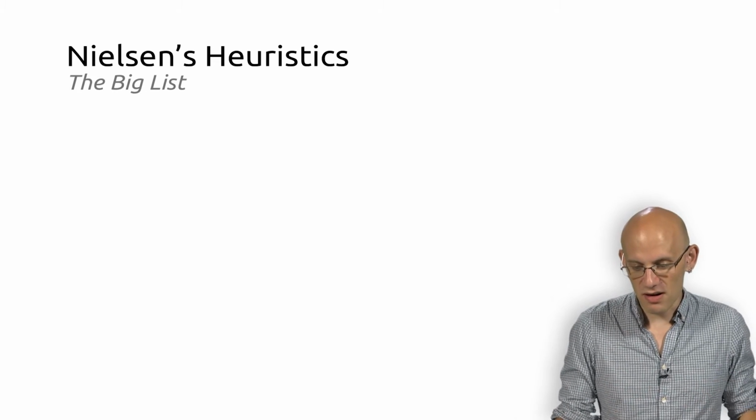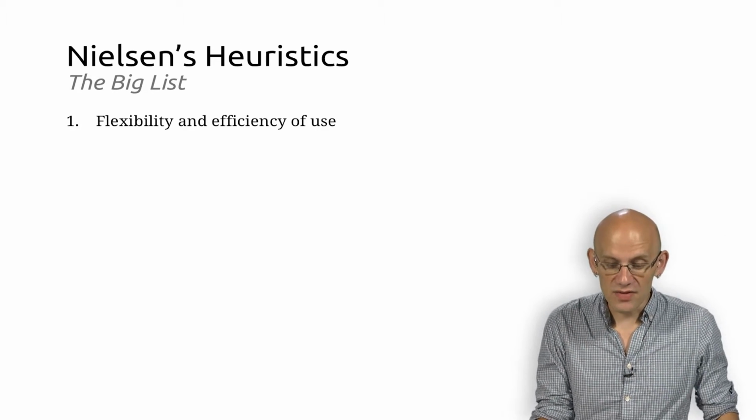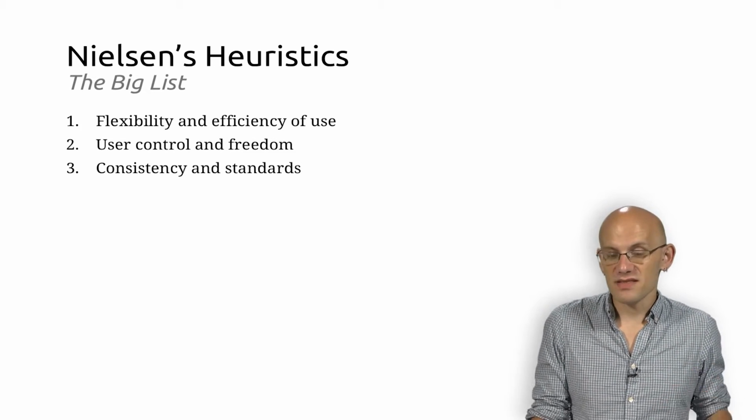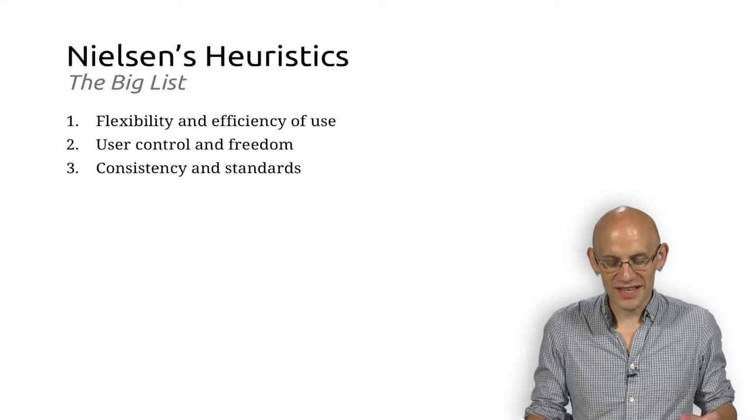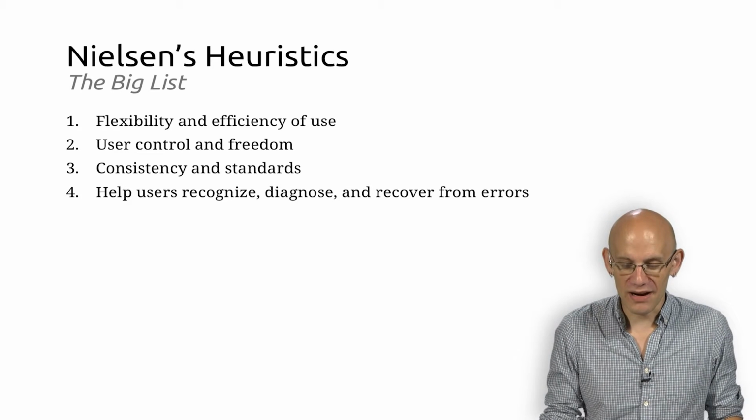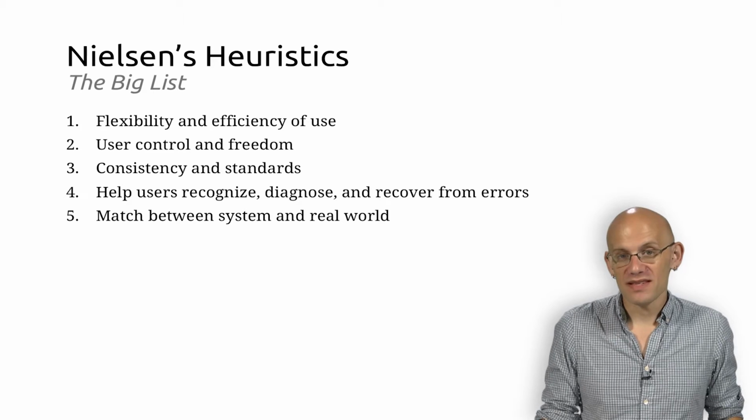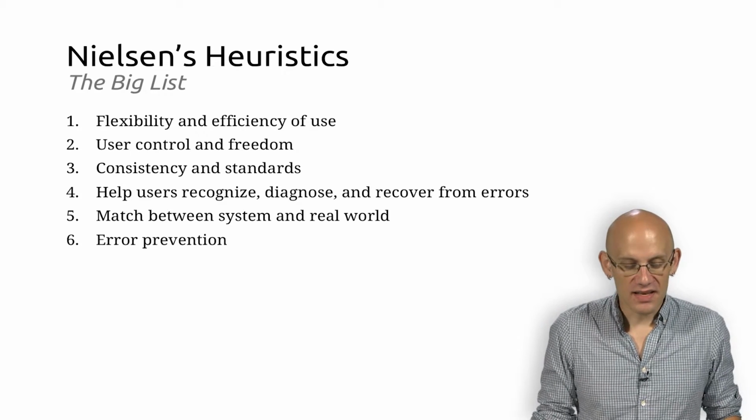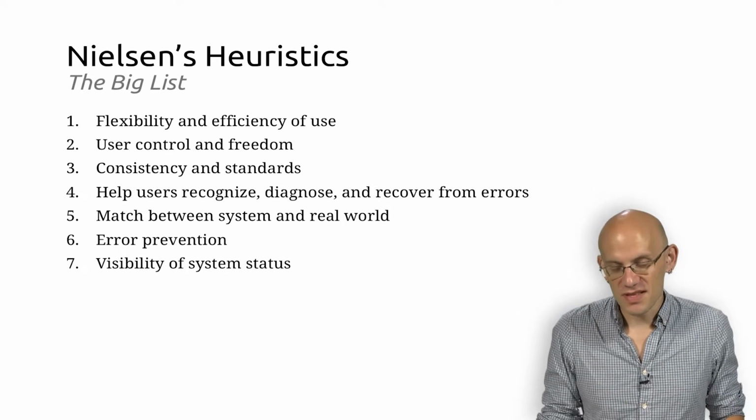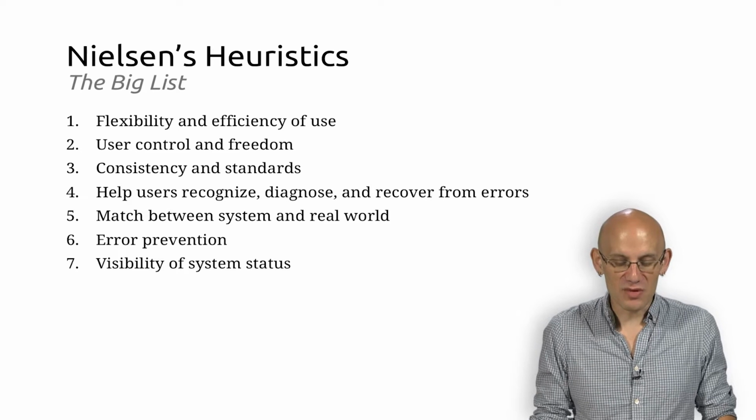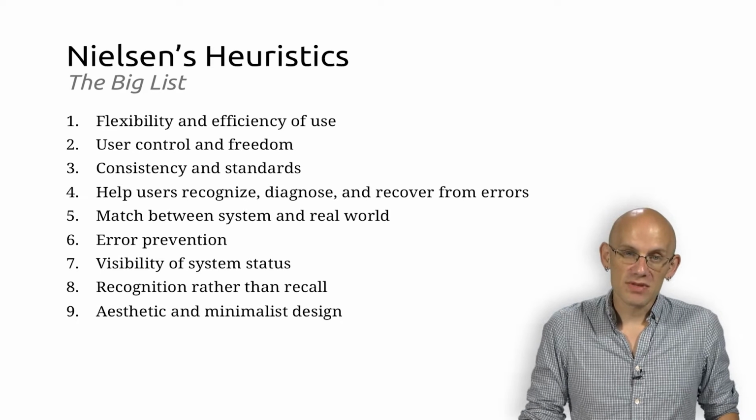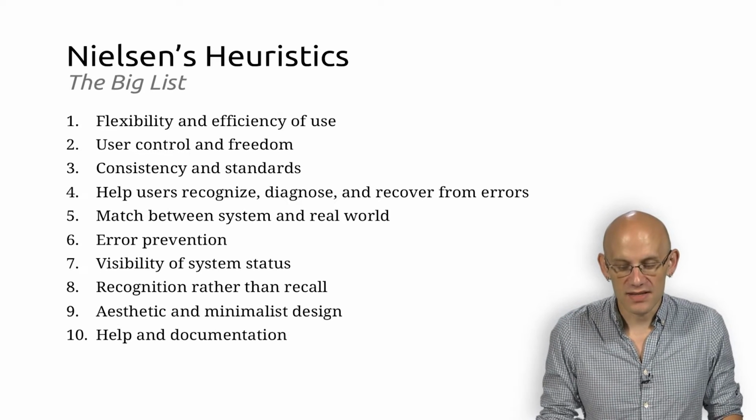And these 10 heuristics are: 1, flexibility and ease of use; 2, user control and freedom; 3, consistency and standards. We're going to go through all of these and then we'll dig into them in detail. 4, help users recognize, diagnose, and recover from errors. 5, we want to match between the system and the real world. 6, we talked about error prevention a bit in the last video. That's a big one. 7, visibility of system status. This is also a big one and a fun one to talk about. 8, recognition rather than recall. 9, aesthetic and minimalist design, and then 10, help and documentation.